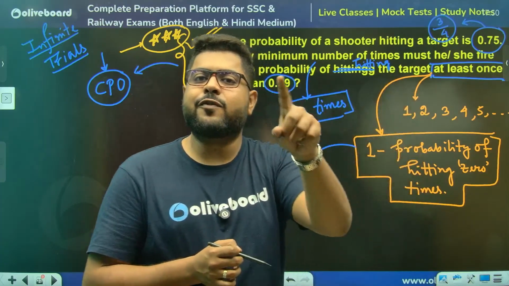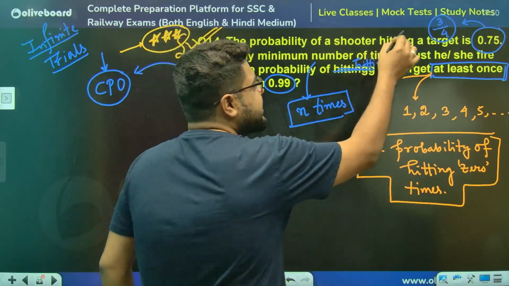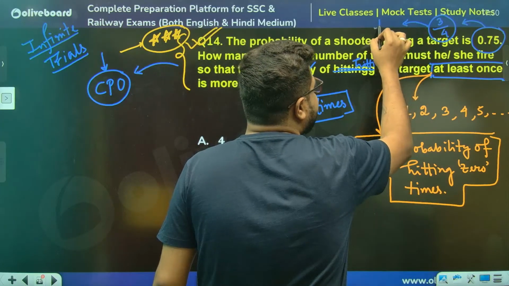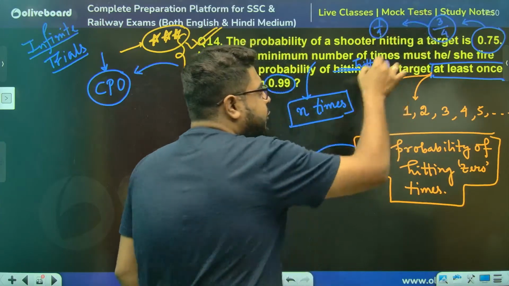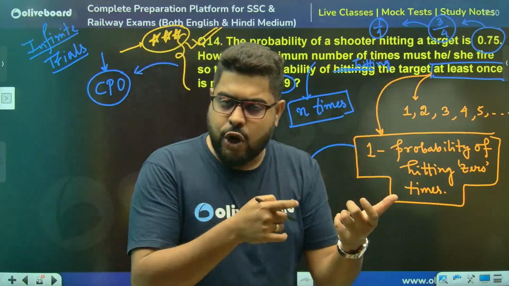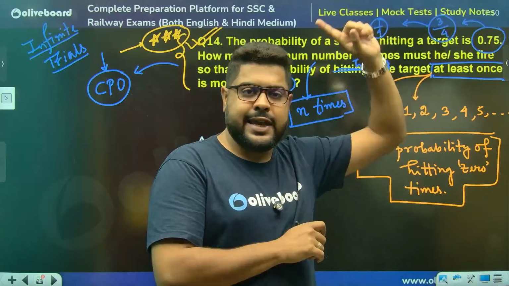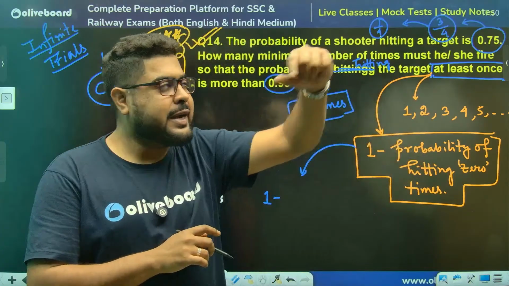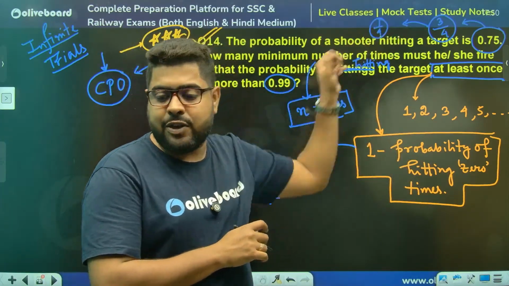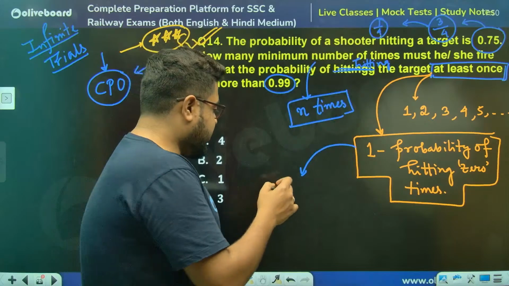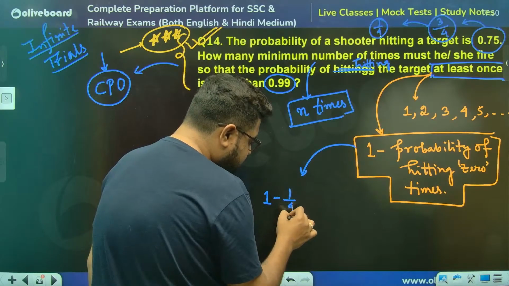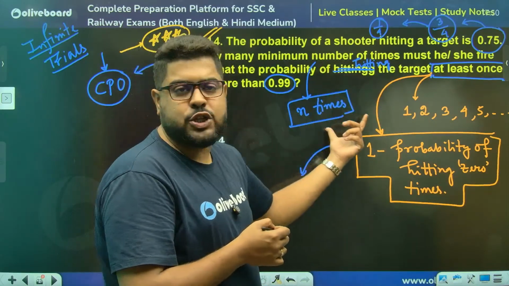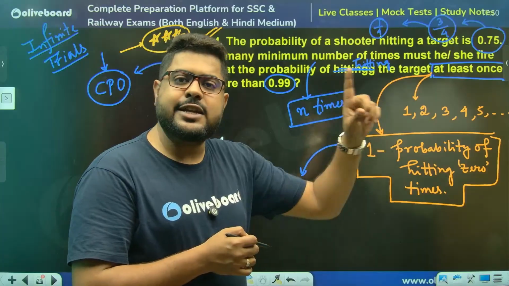So probability of not hitting is how much? Sir, probability of not hitting is 1 by 4. 3 by 4 means what? If he takes the shot 4 times, 3 times he hits. So probability of not hitting means 1 time he will not hit, he will miss. So 1 by 4. Now he has taken n shots.